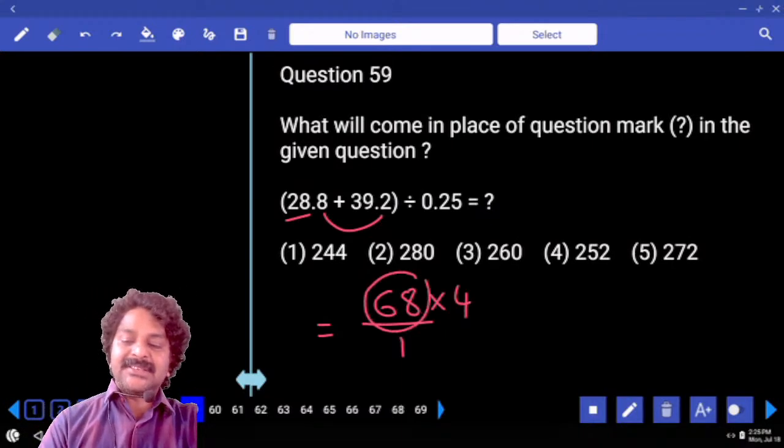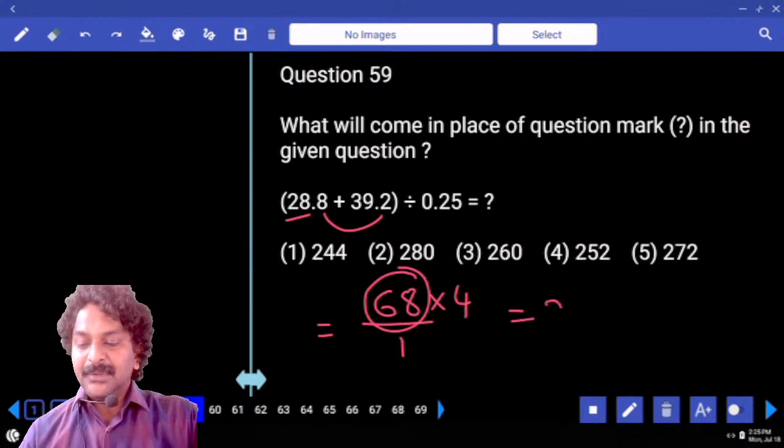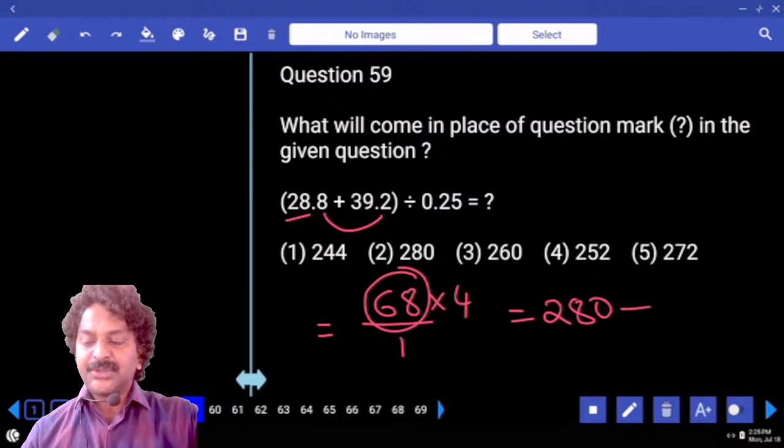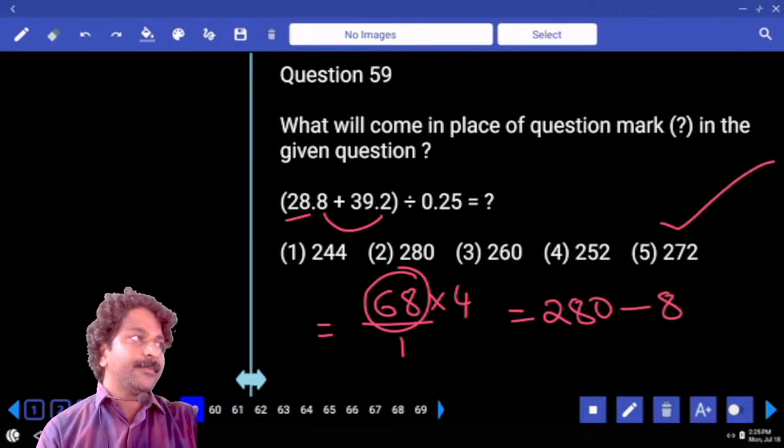Can we write this 68 as 70 minus 2? 4 times 70, 280, minus 2 times 4, 8. How much is the value? 270.